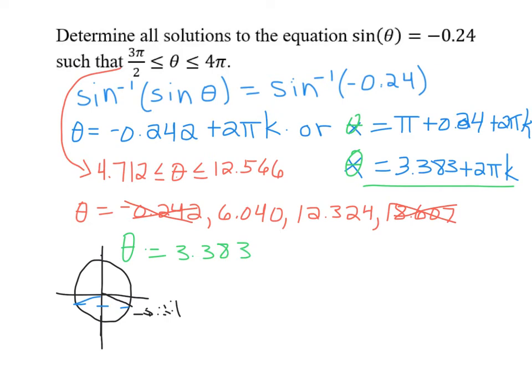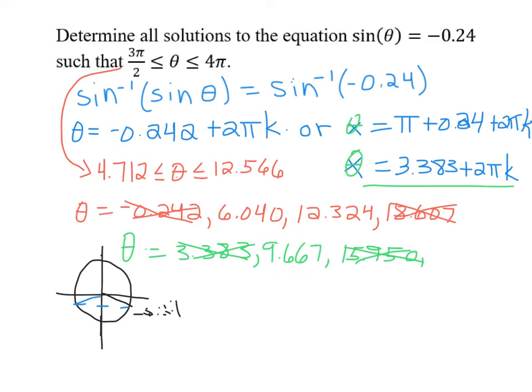3.383. That doesn't fall in my range, but once again, let me start adding 2 pi's and see how many do. Okay, and finishing up over here, we can see we get 9.667. That's after adding 2 pi to 3.383, and that does fall in our range. But when we add 2 pi again, we're falling out. So we can cross out the 3.383 and also the 15.950, and I think we found all the solutions that fall in our range. Looks like there are 3 of those.